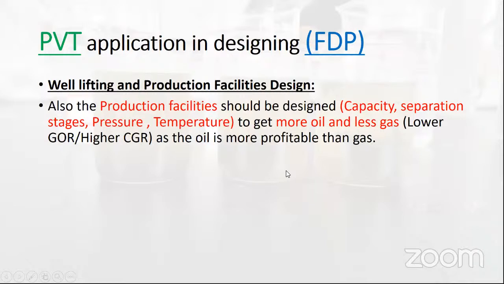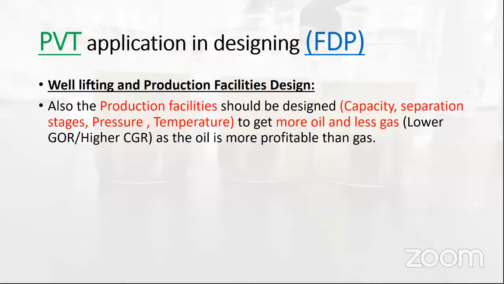Also, for the production facilities, the design should account for the PVT. Actually, it is mainly dependent on the PVT properties. It is a design for the capacity and for the separation stages. We wanted to know how many separation stages would be optimum for our field. Is it enough to have just a tank, or a separator and a tank, or two separators and a tank, or three separators and a tank? We wanted to know how many separation stages should be applied for this reservoir fluid. Also, what are the pressure and temperature operating conditions for these facilities? What is the optimum pressure and temperature for the separator?